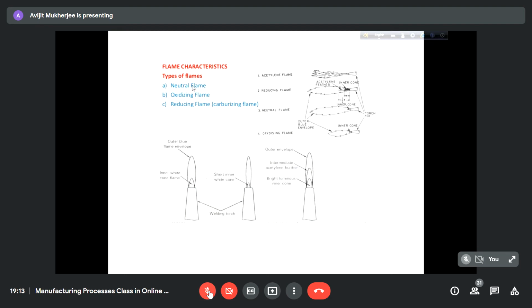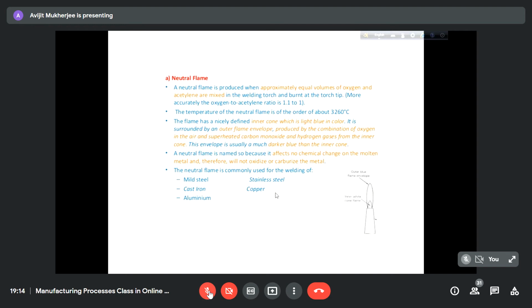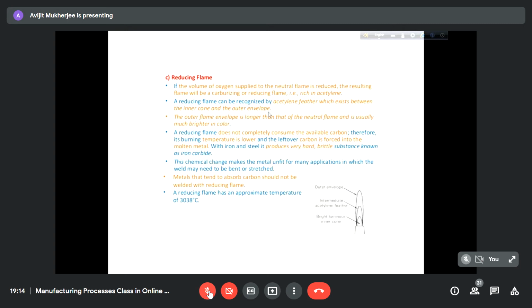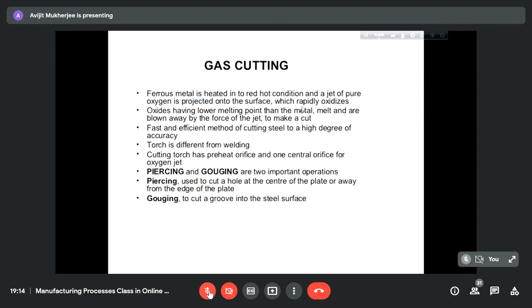Neutral means when oxygen and acetylene are 1:1. Oxidizing means oxygen portion is dominating over acetylene. And reducing or carbonizing means acetylene portion is dominating over oxygen. Obviously, it will be incomplete combustion, so the outer envelope will be somewhat yellowish. All these are neutral, and temperature is important. This is oxidizing, 1.5:1, maybe. Reducing, maybe reverse.